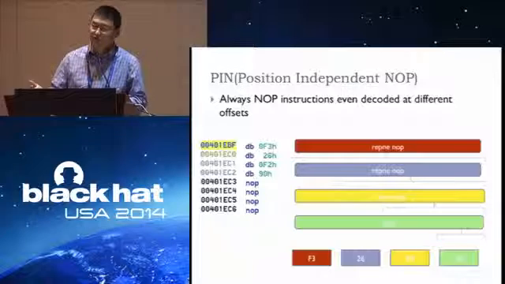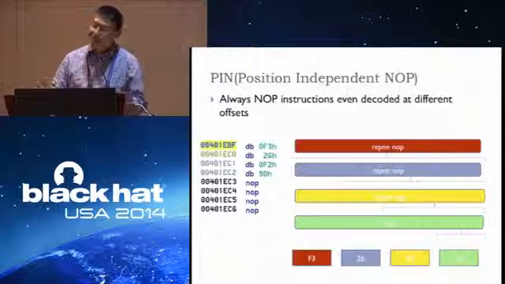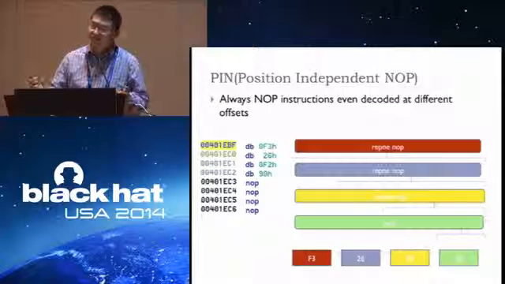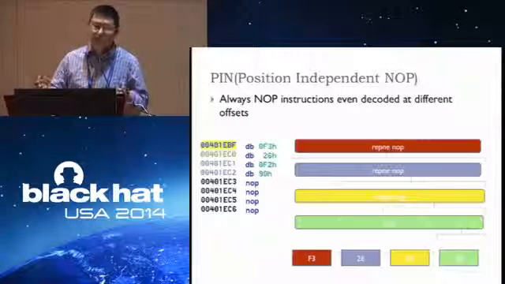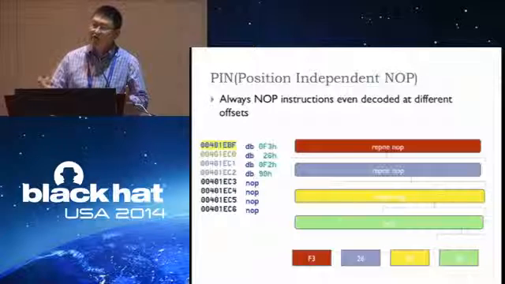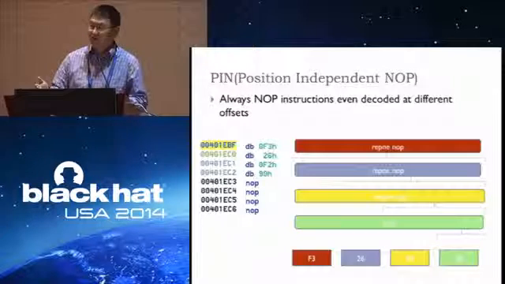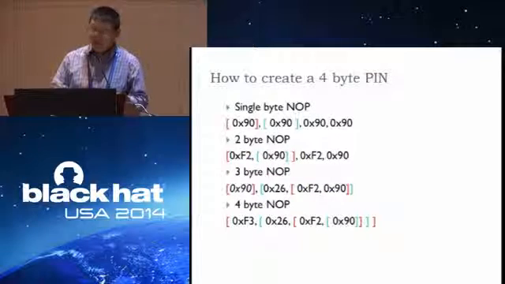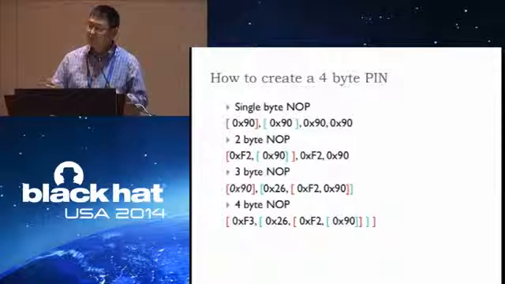So now we thought, is it possible to get some position-independent NOPs? That means you have 4 different bytes, but whichever offset you use, you always decode a NOP. Here's one example: if you use F3 66 F2 90, whatever the offset is, you always decode a NOP.